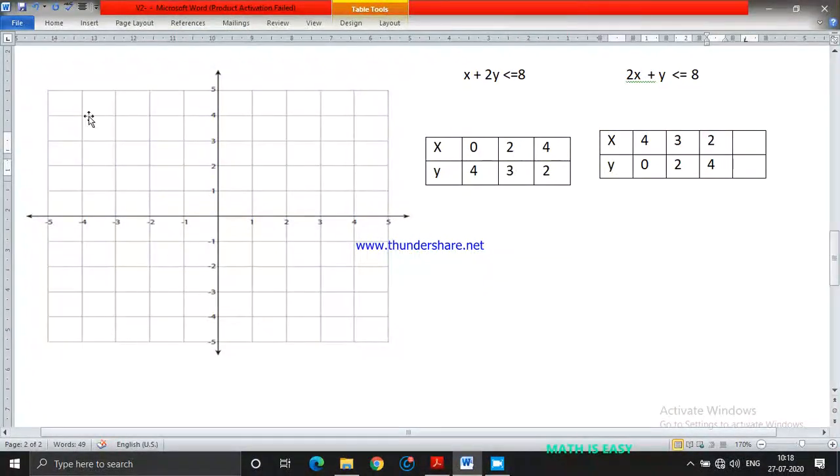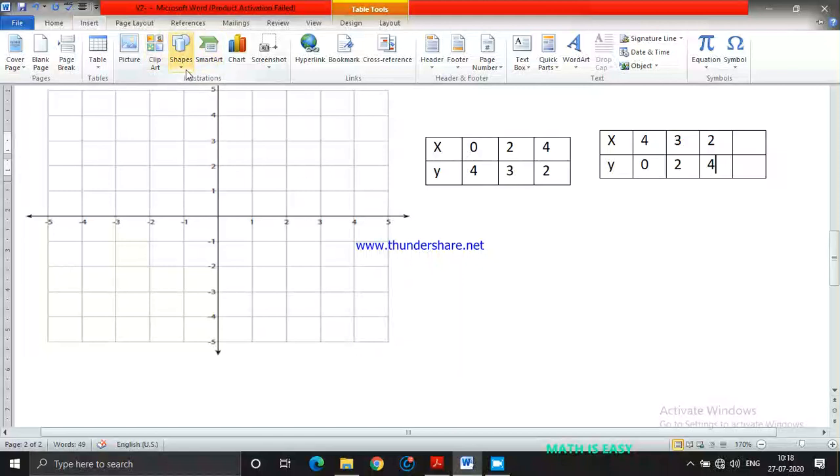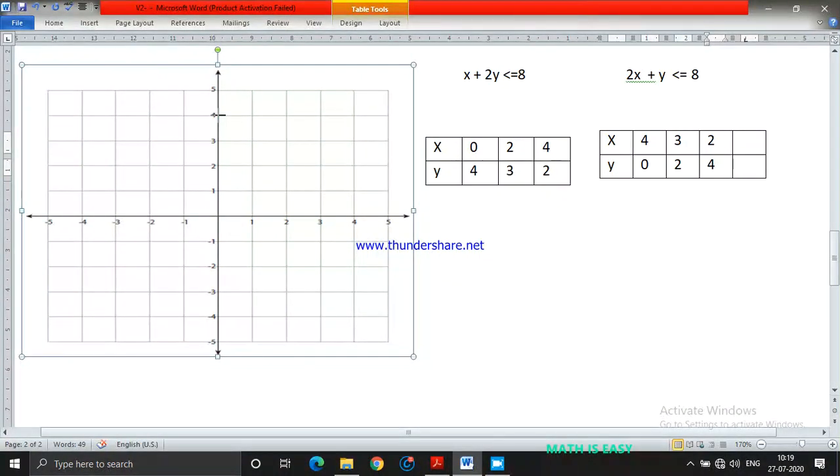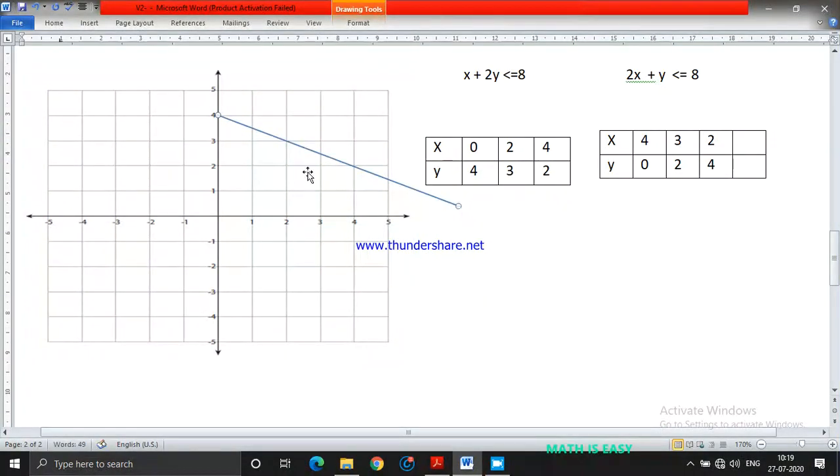Now let me try to represent the first equation. So what do you get? The first equation is x is 0, y is 4. So this is the point I have to start. Then x is 2, y is 3. Here I come. X is 4, y is 2. So this is the straight line which I have to draw, when I extend it on both sides.